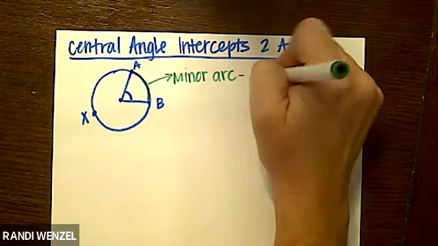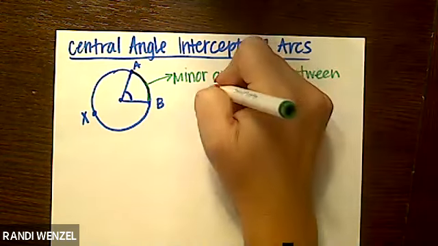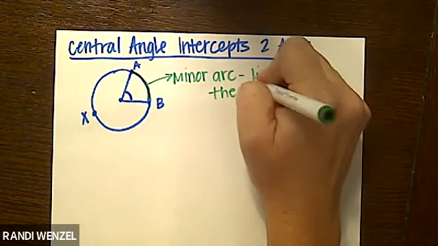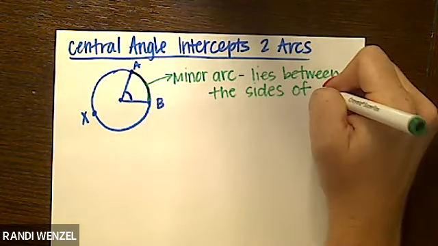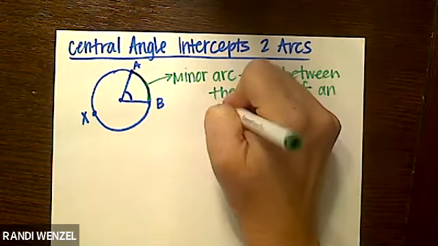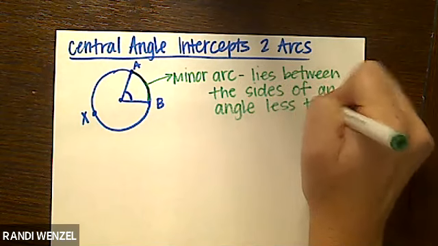It lies between the sides of an angle less than 180.